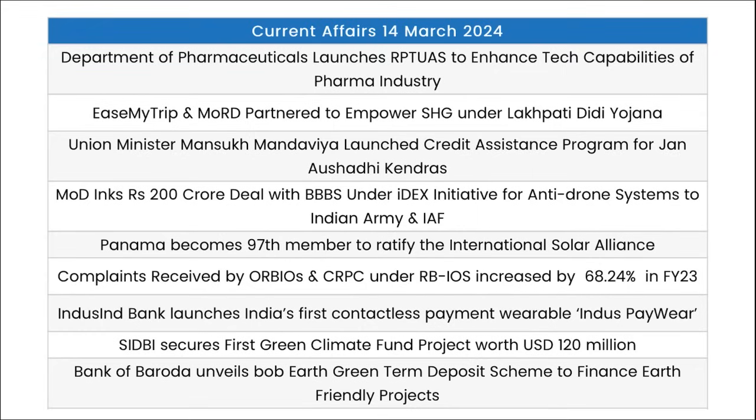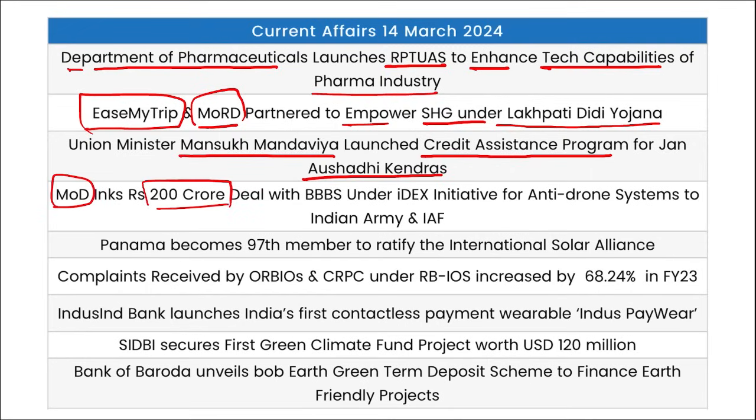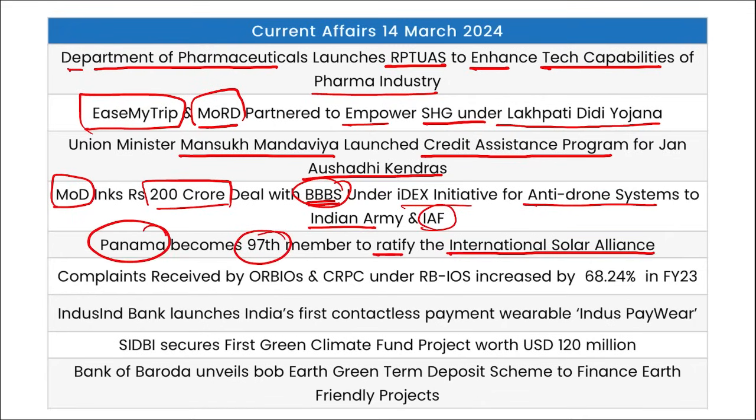So friends, these were your important current affairs for the day. Now let's go for a quick one-liner revision. Department of Pharmaceuticals launched RPTUAS to enhance the tech capabilities of pharma industry. EaseMyTrip and Ministry of Rural Development partner to empower self-help groups under Lakhpati Didi Yojana. Union Minister Mansukh Mandaviya launched credit assistance program for Jan Aushadhi Kendras. Ministry of Defence signed a 200 crore deal with BBBS under iDEX initiative for anti-drone systems to Indian Army and Indian Air Force. Panama became 97th member to ratify International Solar Alliance.